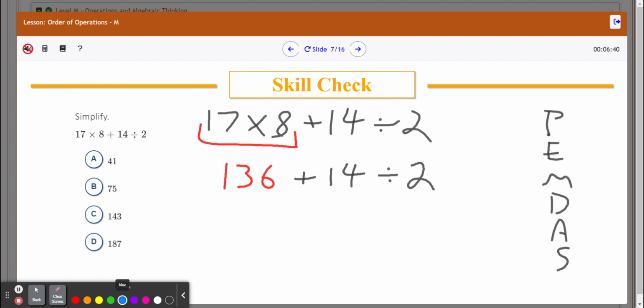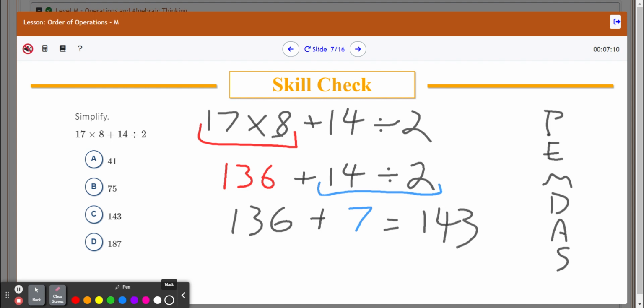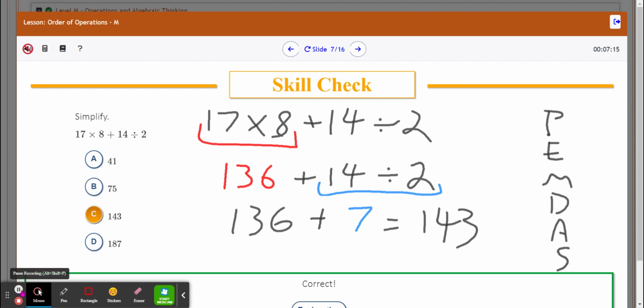I've got an addition sign and a division sign. Division comes before addition. If I look at PEMDAS, that D is before the A. So I'm going to do 14 divided by 2 first, because division trumps addition. 14 divided by 2 is 7. And again, I bring everything down. Now I'm just left with one more operation, addition. So 136 plus 7 gives me 143.